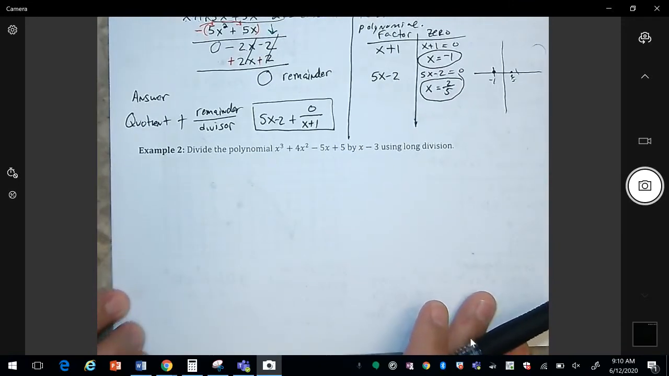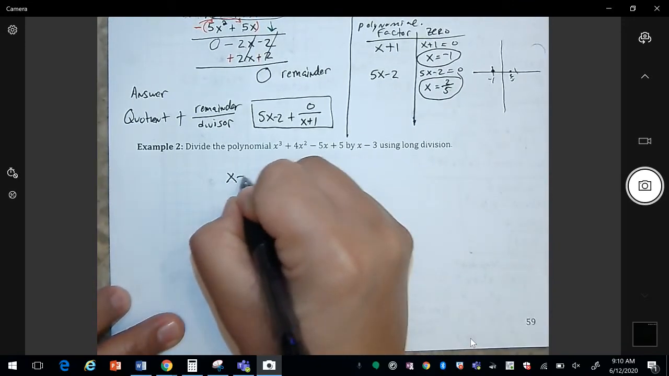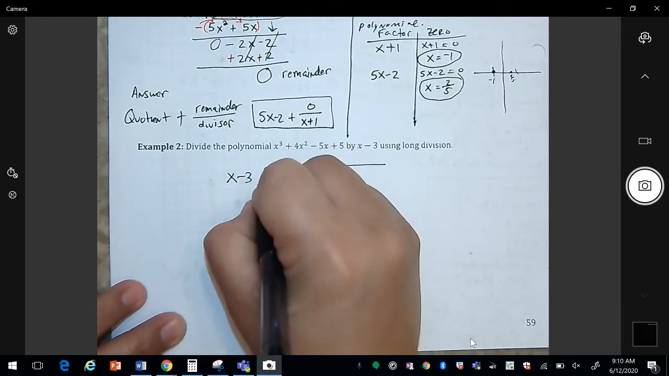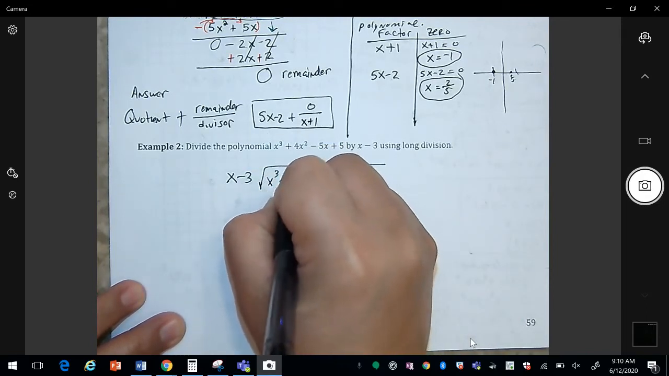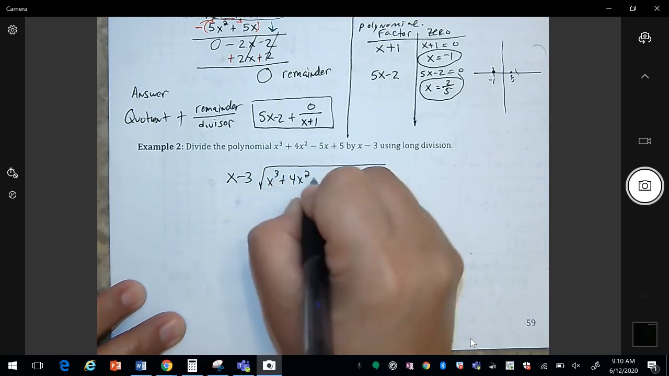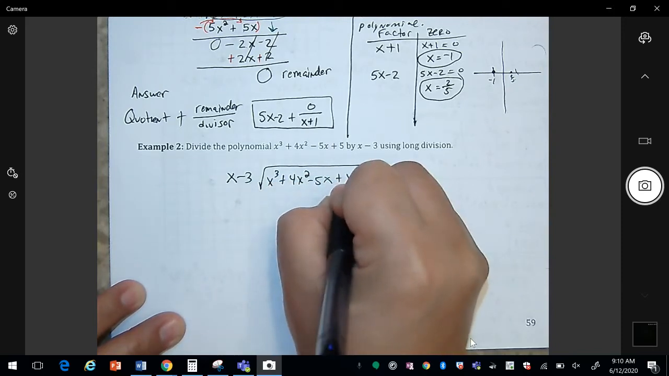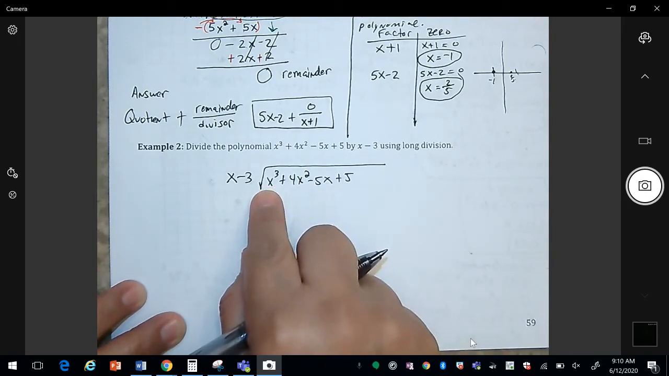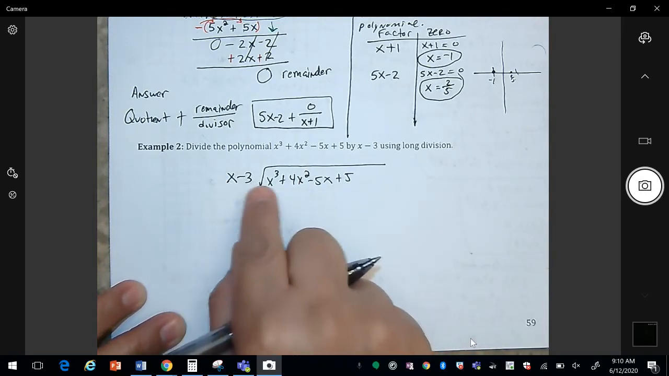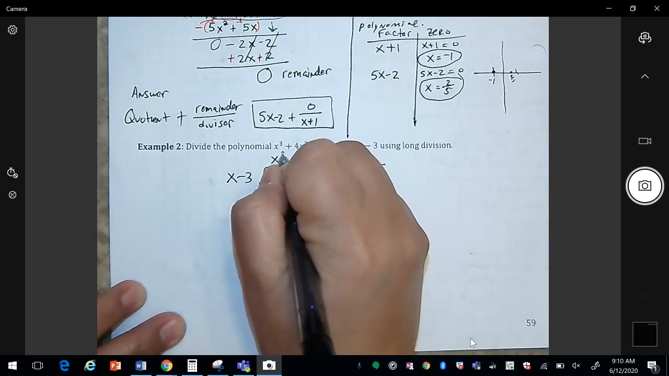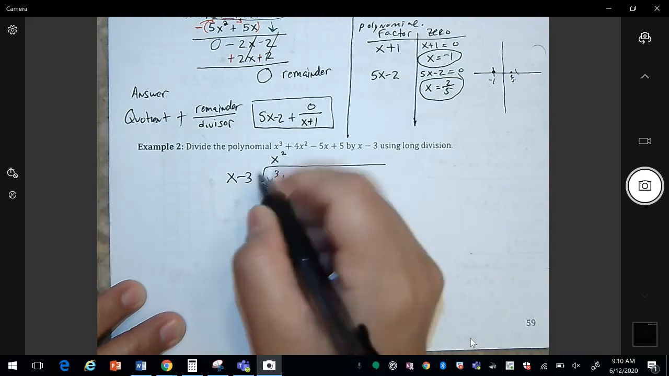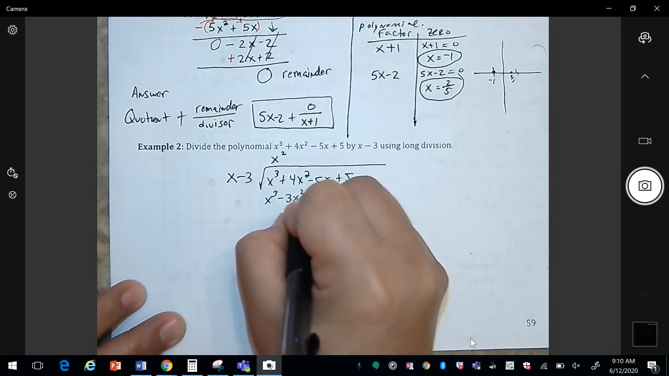So let's try another one. We're going to divide x cubed. Make sure they're in descending order. So we have x cubed plus 4x squared minus 5x plus 5, divided by x minus 3. So the powers are in descending order. And then I have x cubed. How many times does x go into x cubed? So that's x squared. x squared times x is x cubed. x squared times -3 is -3x squared.